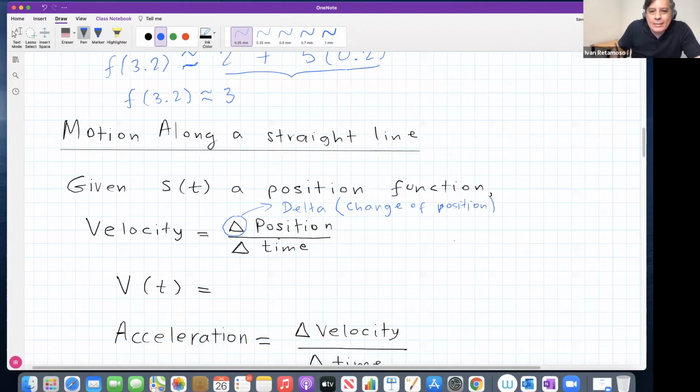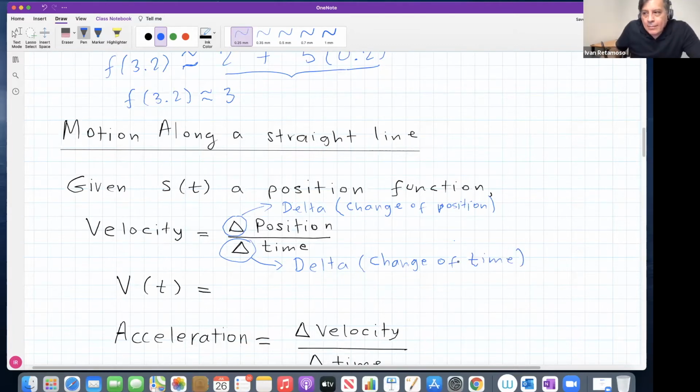Mathematicians are minimalists. Instead of writing change of position here, they write delta position. Change of position is what they mean. Similarly here, when you see this triangle, this Greek letter delta, this means change of time. So if you divide change of position by change of time, you get the velocity.